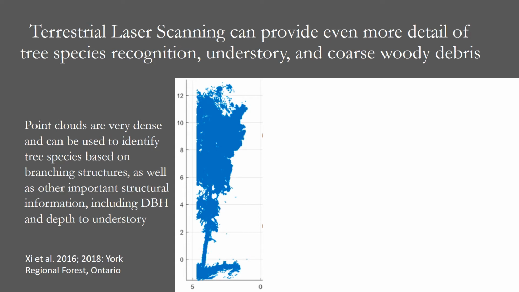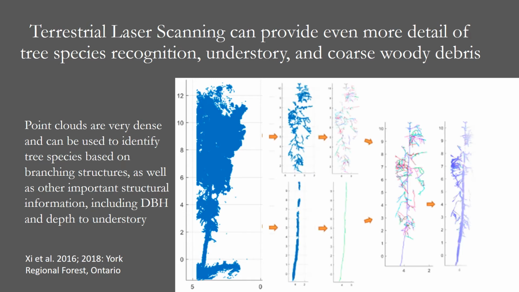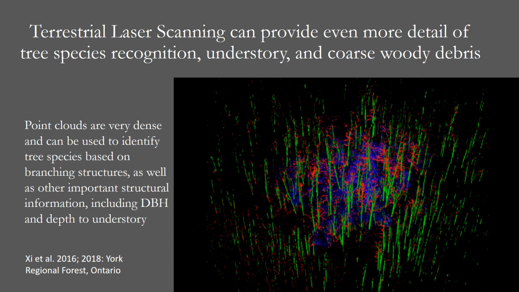If more detail is required, terrestrial laser scanning is a good alternative for quantifying understory ladder fuels. Here, Xiaojin developed deep learning methods to identify stem and branching structures. Based on the characteristics of these structures, he was able to accurately determine tree species and biomass for individual trees and at the plot level.